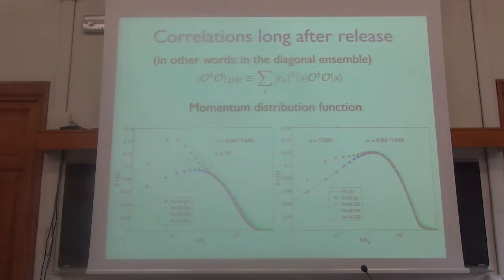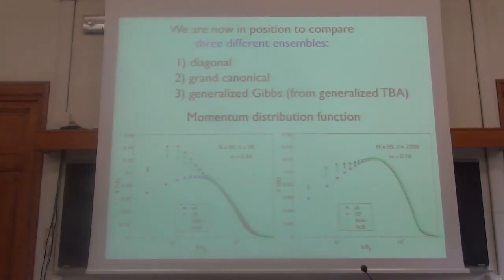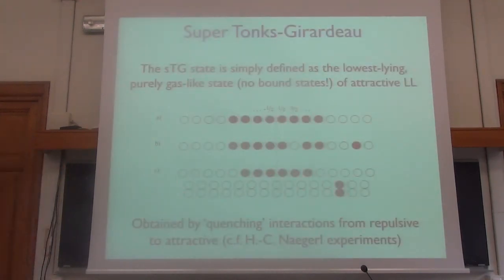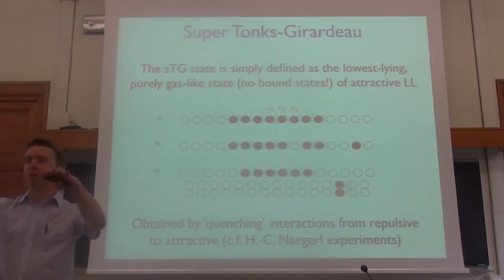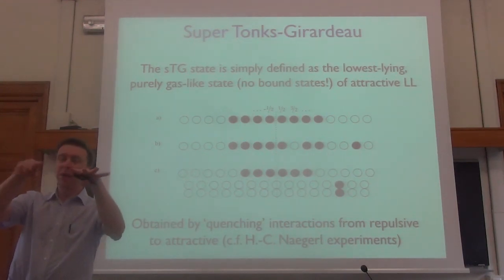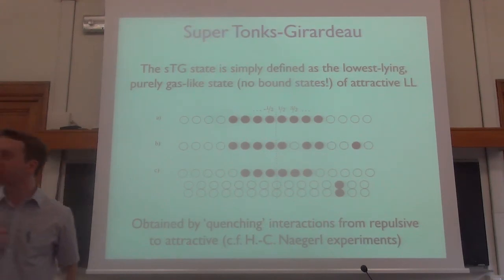Let me skip this. You can look at momentum distribution functions and things. You can compare predictions of GGE. Again, maybe this is. So another example, we talked about the attractive case. There's an interesting realization that's known as the super Tonks-Girardeau gas. The idea here is that you start from the ground state of the largely repulsive gas, and then at t equals 0, you switch to attractive interactions.